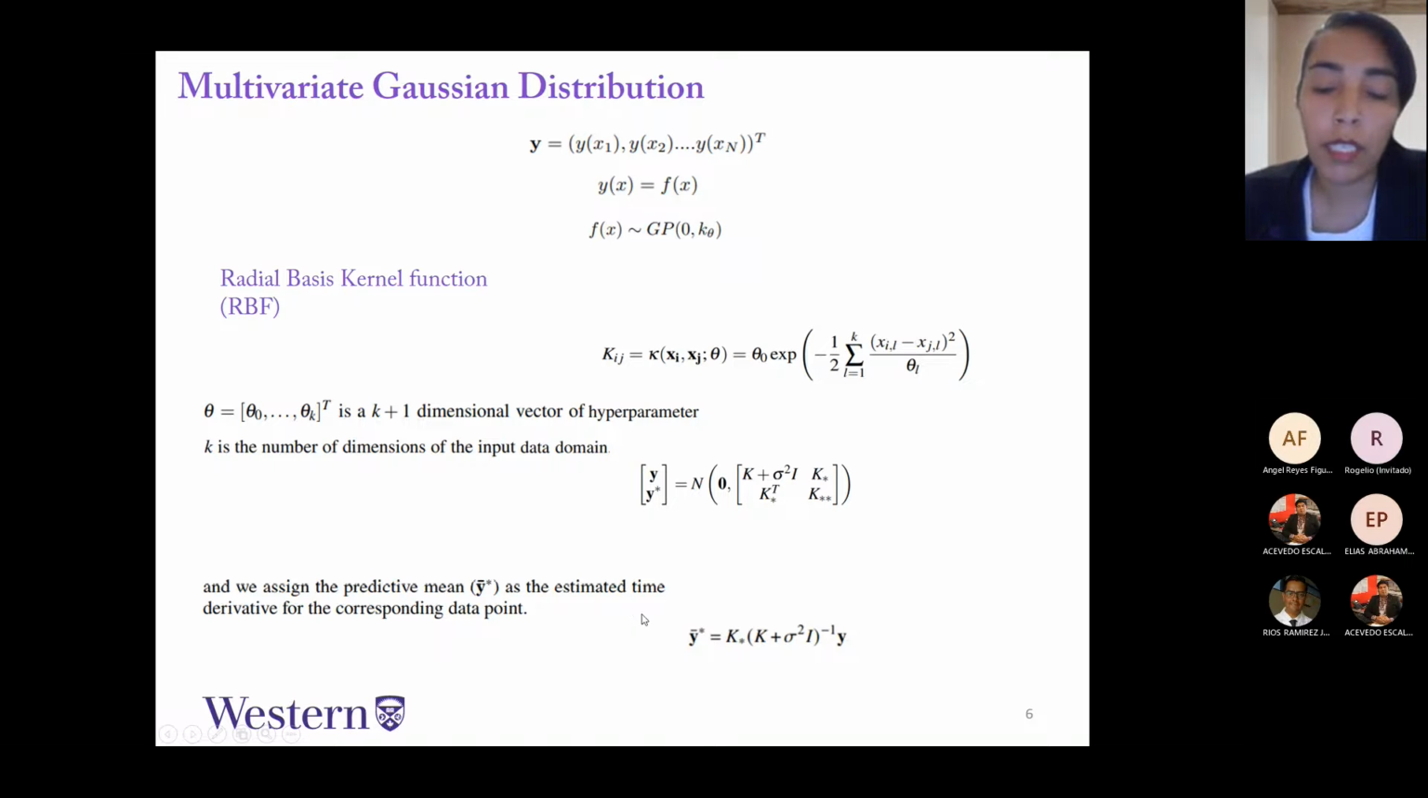What we are looking for here is finding the mean value of y star. This is exactly what we are looking for, because after finding this y bar that is mean value, this is our estimated time derivative.